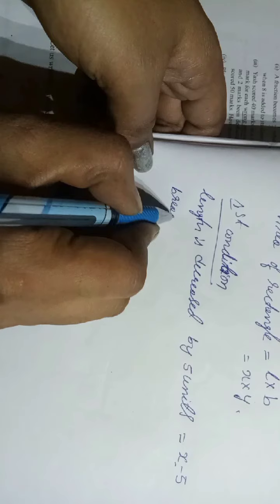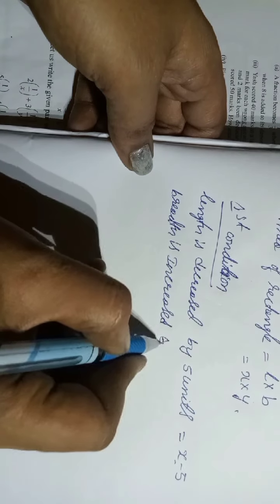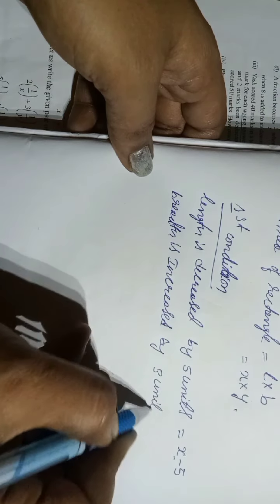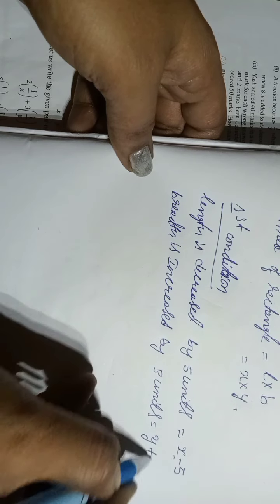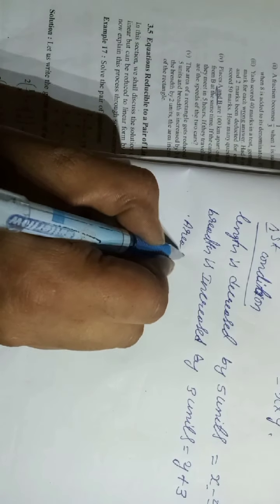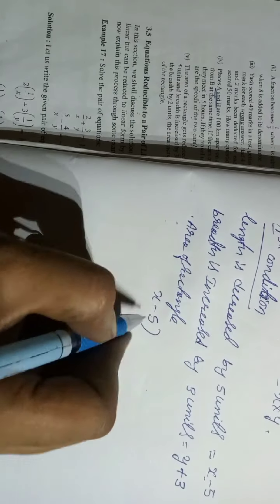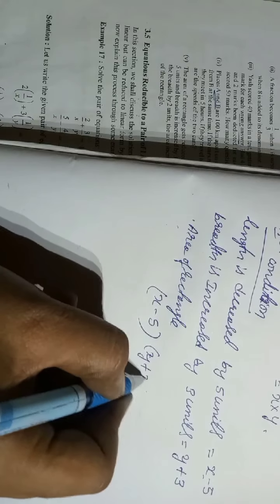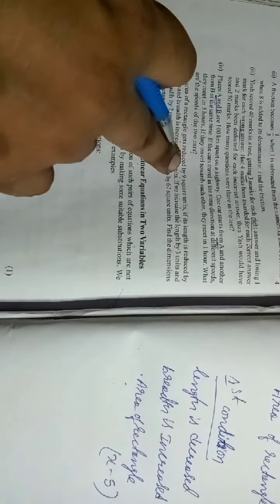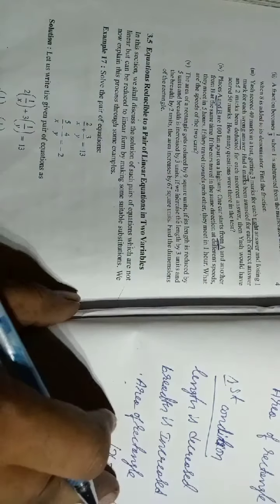Okay, the breadth is increased by how many units? 3 units. Means it is Y plus 3. So for the area of the rectangle, L into B, right? So the area of the rectangle is X minus 5 times Y plus 3. How much is it? It is 9, as given. The rectangle is reduced by 9 square units. It is reduced by 9 square units if the length is decreased and the breadth is increased, as given.